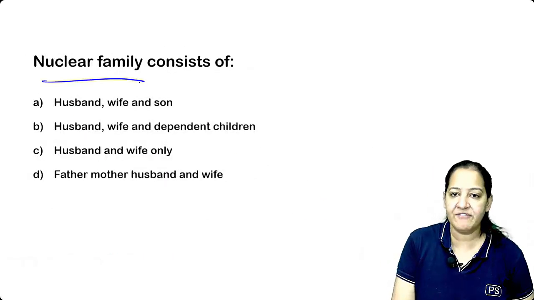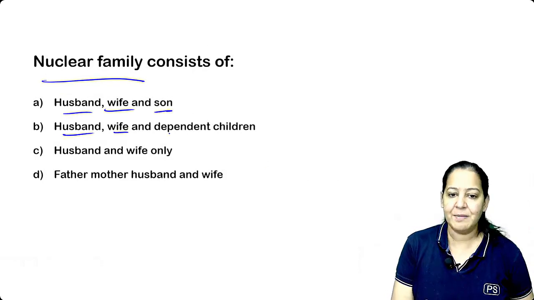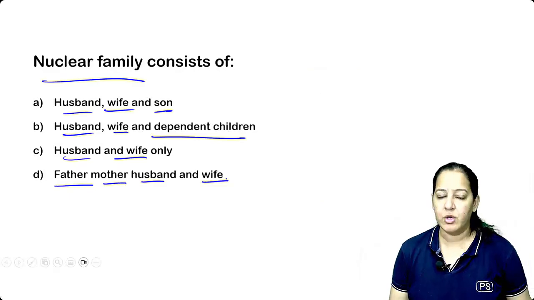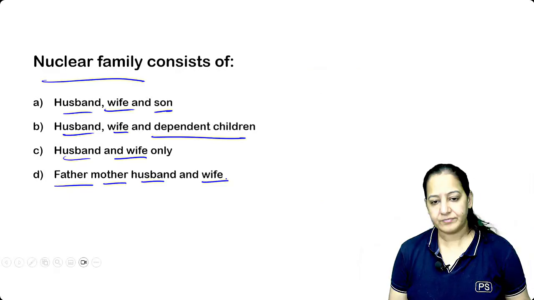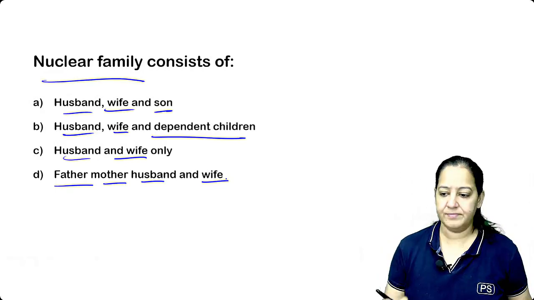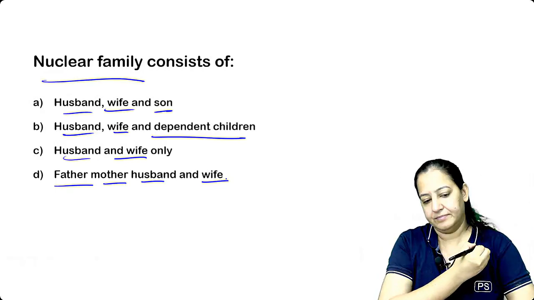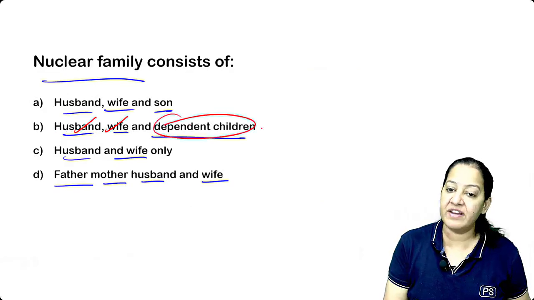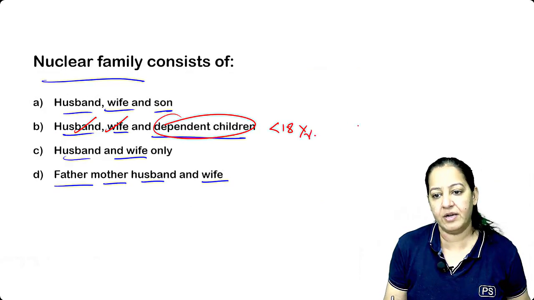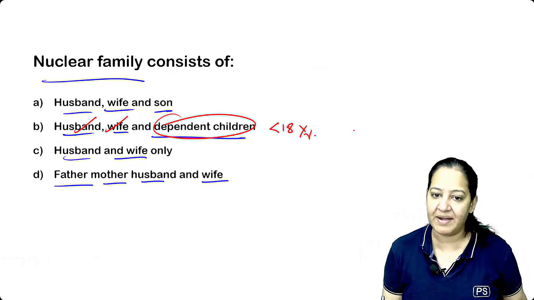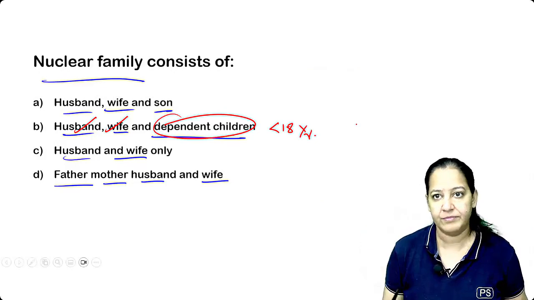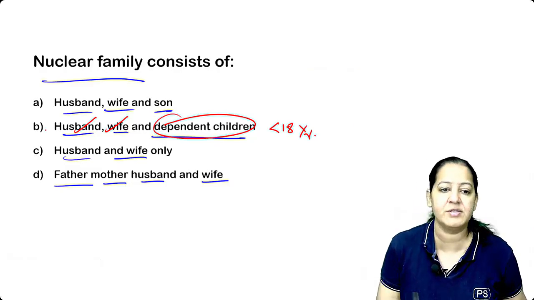Okay, what is a nuclear family? Husband, wife and son; husband, wife and dependent children; husband and wife only; or father, mother, husband, wife, all 4. You can all understand. Yes, what is the correct answer? Nuclear family. Very good, Karthik. A nuclear family is husband, wife and their dependent children, less than 18 years of age. After 18 years of age, the children become independent and they can leave. They can have their own family. So the correct answer is B.